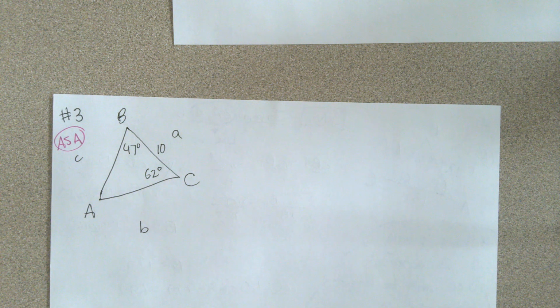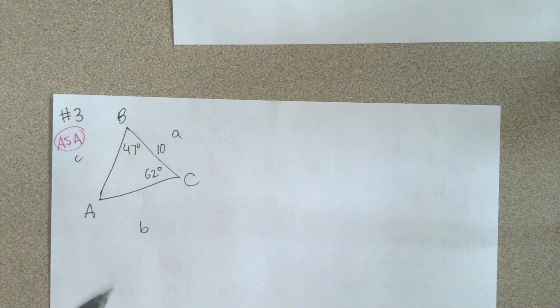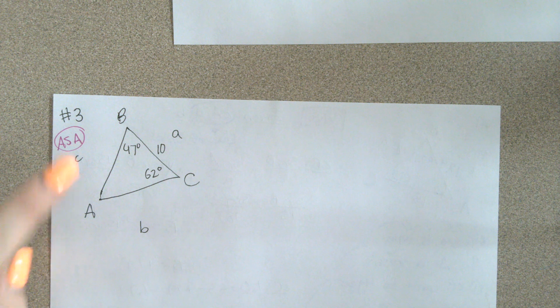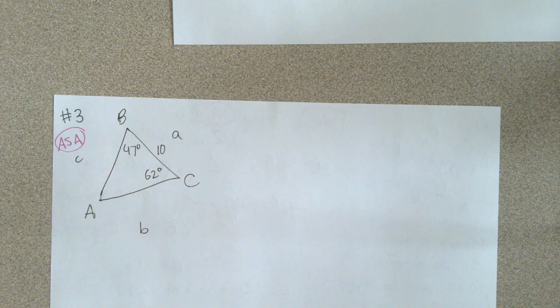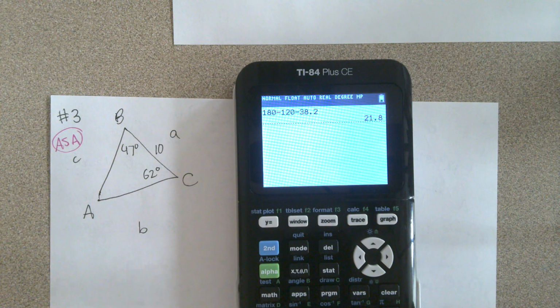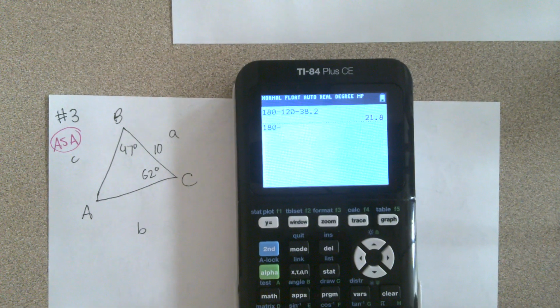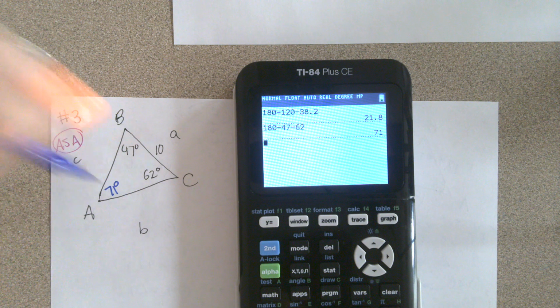For a solving problem, this is actually really nice to start off with, because we can right off the bat find something that's missing in the triangle. When you have 2 of the 3 angles, we can easily find the third. So then all we have to do is find the 2 sides. I can find A using my calculator: 180 minus 47 minus 62. So right off the bat, I know A is 71 degrees.